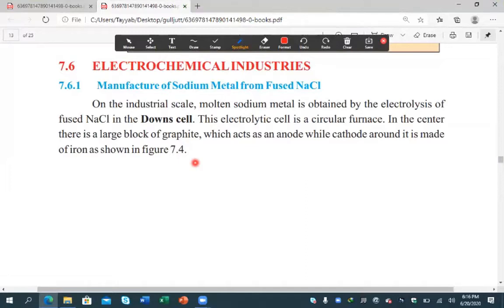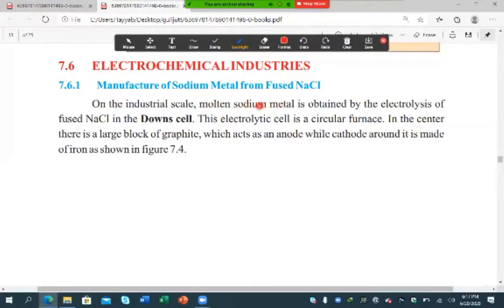Today in electrochemical industries we study, first of all, the manufacturing of sodium metal from fused NaCl. On the industrial scale, molten sodium metal. What is meant by molten sodium metal? Sodium metal, not in a pure solid state and not in a pure liquid state, is obtained by the electrolysis of fused NaCl in the Down cell. Here we study the Down cell.